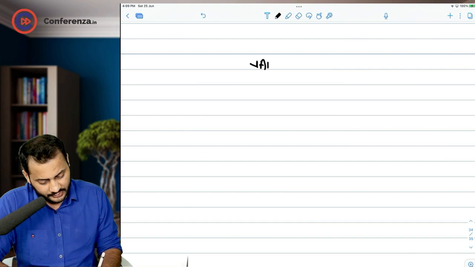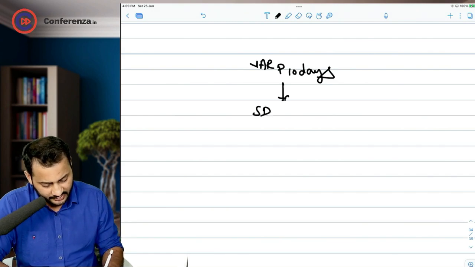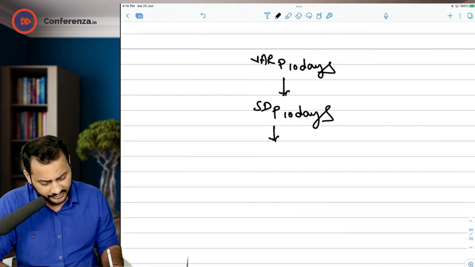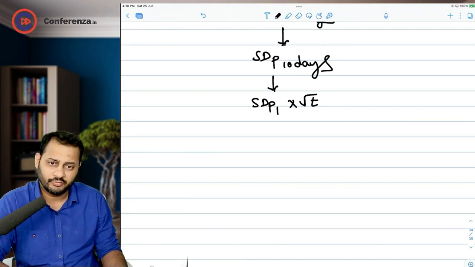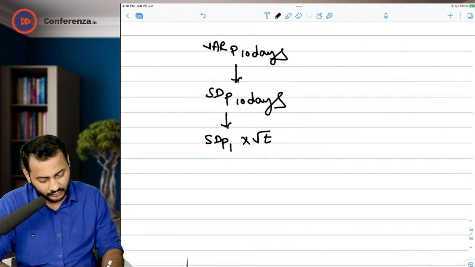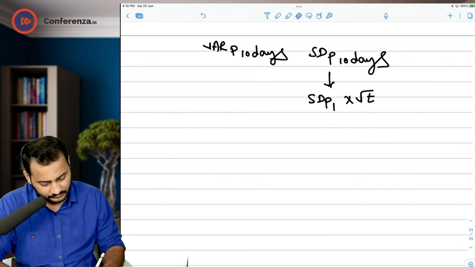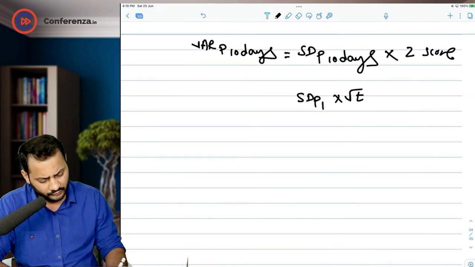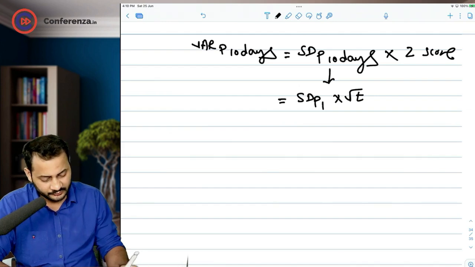First, in order to calculate VAR of the portfolio for 10 days, we need the standard deviation of the portfolio for 10 days. Very clear. The standard deviation of the portfolio for 10 days is equal to the standard deviation of the portfolio for 1 day into under root t. Into z-score. Now for the standard deviation of 10 days, it is the standard deviation of the portfolio for 1 day into under root t.